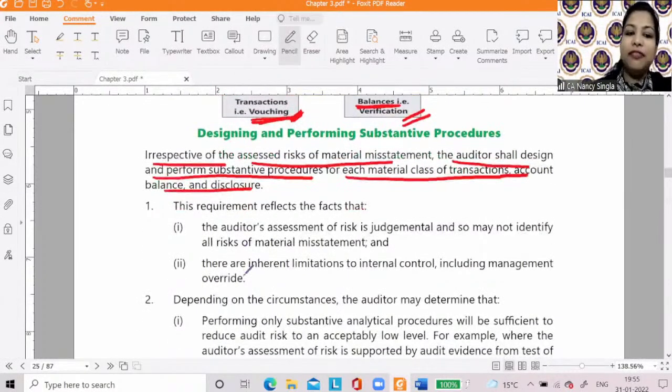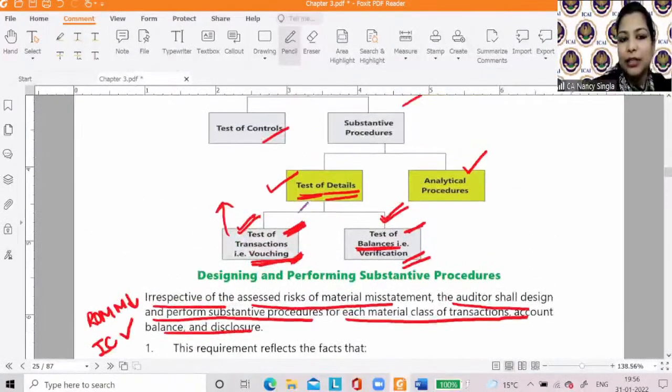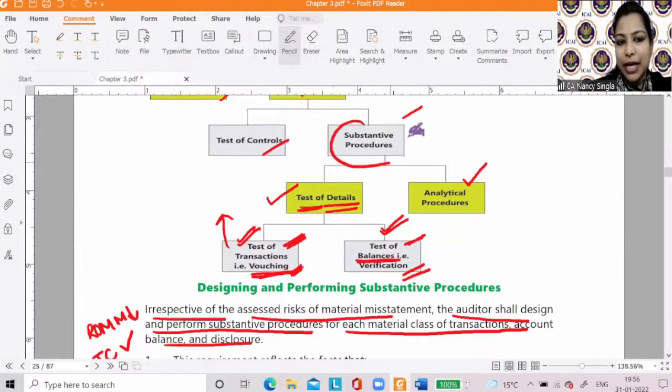The requirement reflects that. क्यों करना है? I told you that ROMM is low. ठीक है, IC are good. Still the auditor will perform substantive procedures. Yes. What are substantive procedures, you have seen? I'm talking about these substantive procedures.